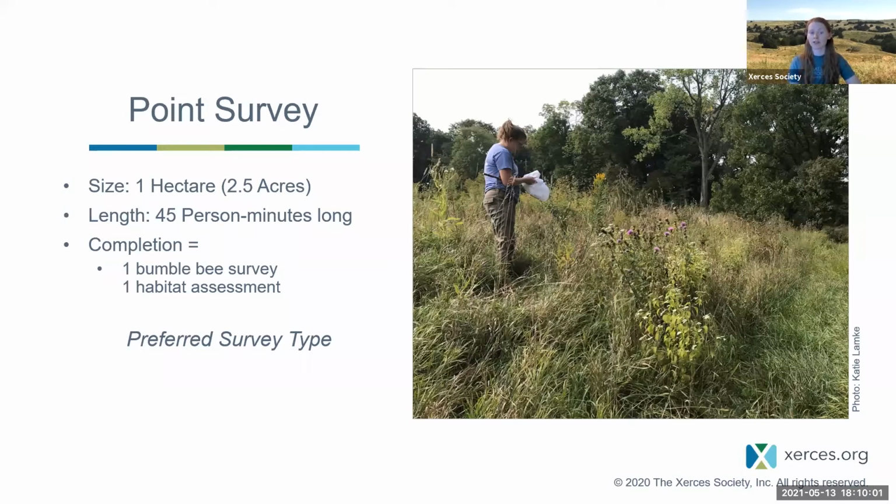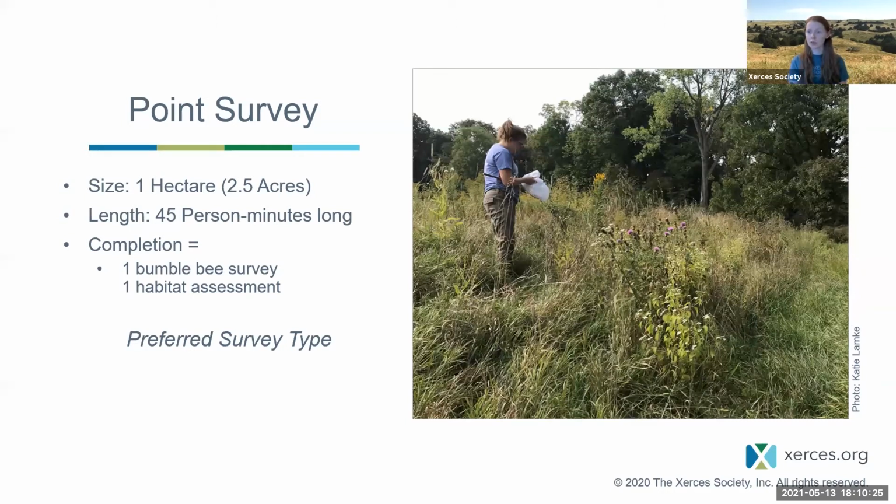To do this, you're going to select an area that's about 1 hectare or 2.5 acres within your grid cell. It can be anywhere of your choosing as long as you have permission to be on that land and you're following any posted rules and regulations there. The survey is 15 person minutes long, and it's person minutes because if you have more people actively looking for bumblebees with you, you can cut that down.